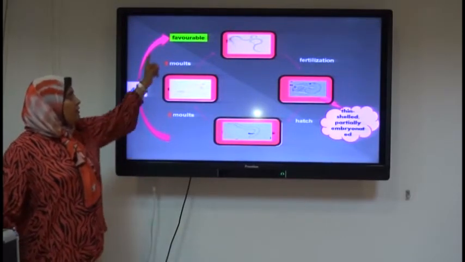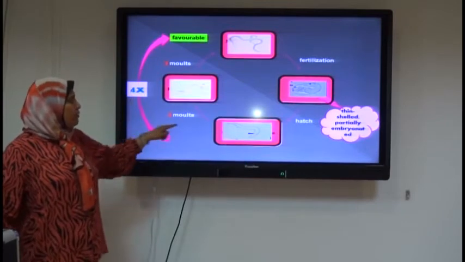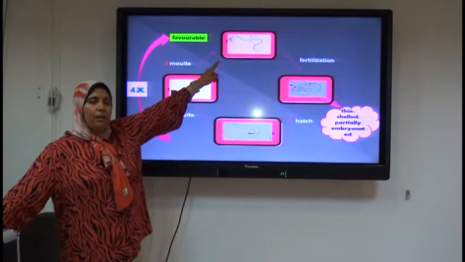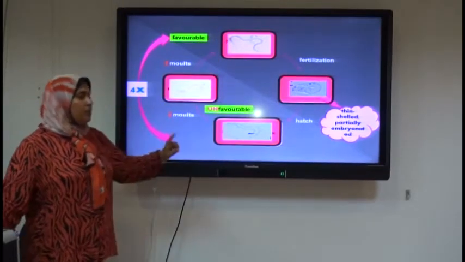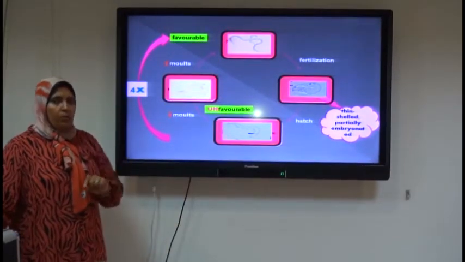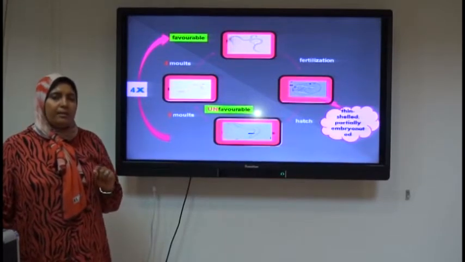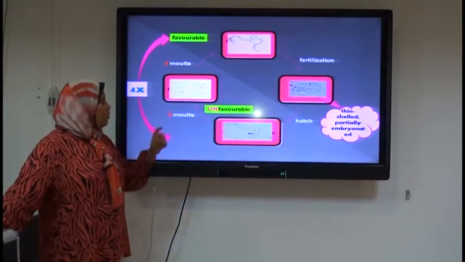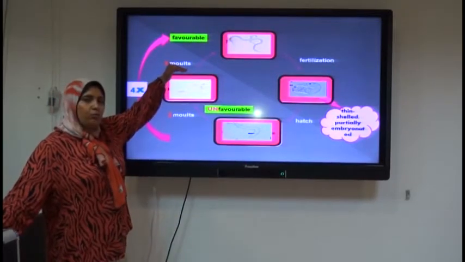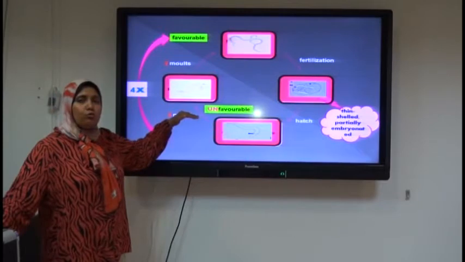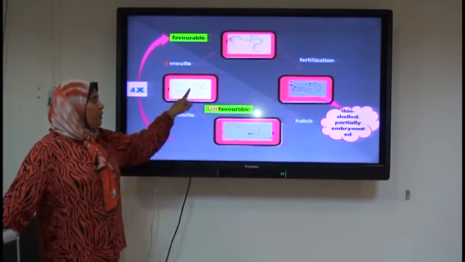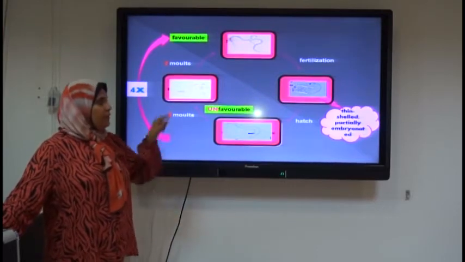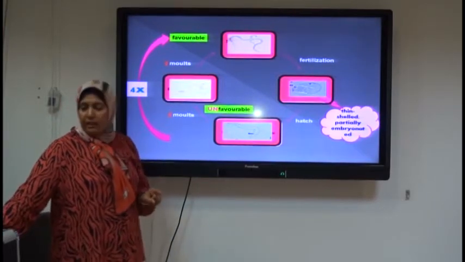So if the conditions are favorable, this worm can pass through 2, then another 2 molts to form the sexually mature adult. But if conditions are unfavorable, for example, desiccation or something like that, it will have no facility to have 2 and then another 2 molts. So it will just pass through the first 2 molts and transfer to the filariform larvae and stop at that. This scheme will facilitate a lot the life cycle of this worm.